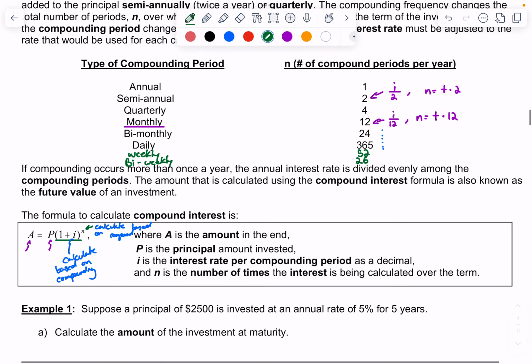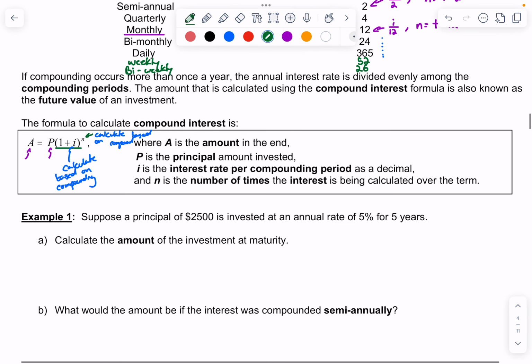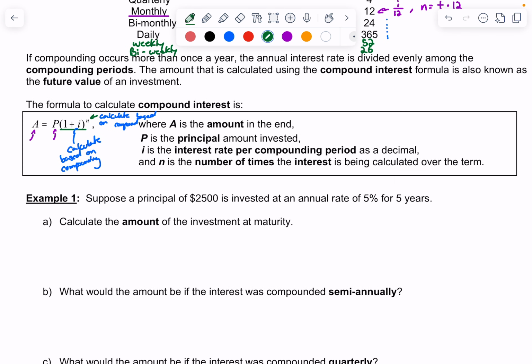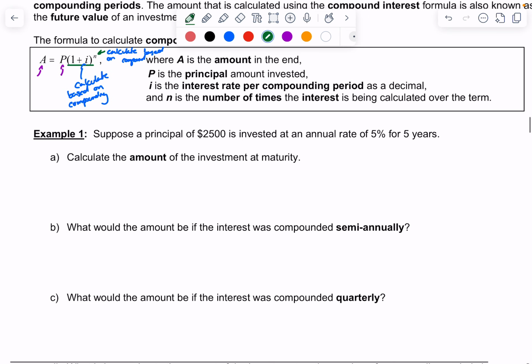As I said, it's a pretty short lesson. The main takeaway from this lesson is understanding how to apply this formula and simply calculating your I and your N value. So suppose a principal of $2,500 is invested at an annual rate of 5% for 5 years.